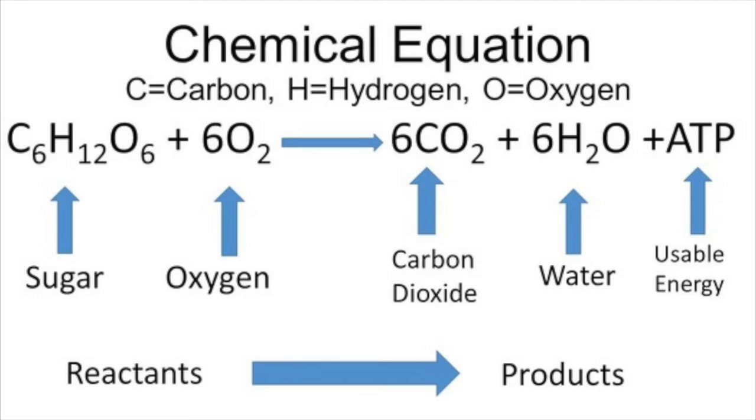The chemical equation of cellular respiration in the presence of oxygen is C6H12O6 + 6O2 → 6CO2 + 6H2O + ATP. Therefore, the reactants are oxygen and glucose, and the products are carbon dioxide, water, and ATP.